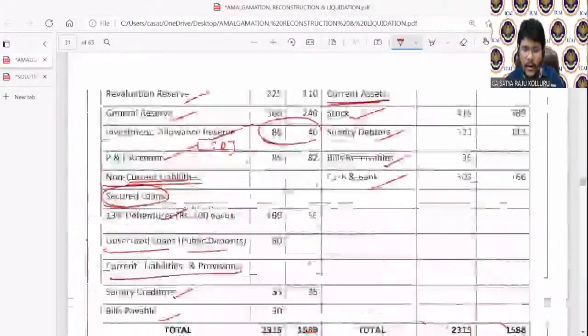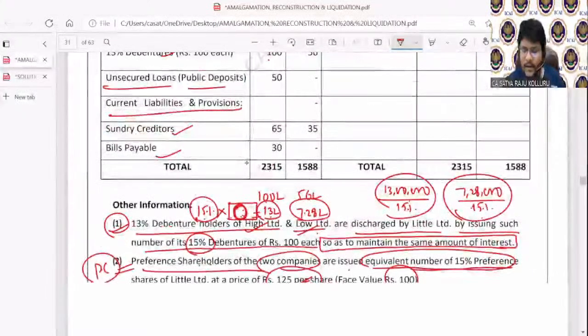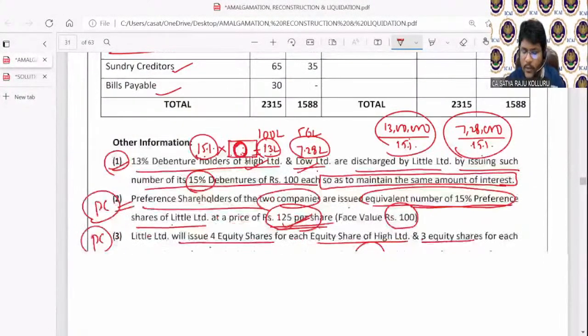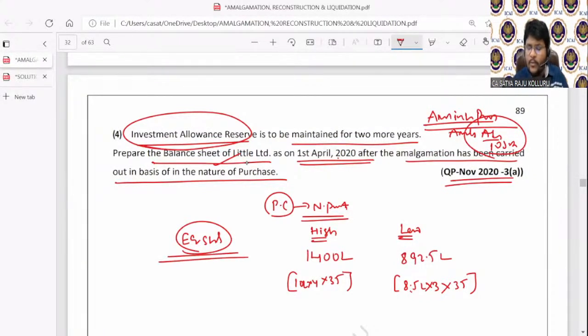Next, coming to Low Limited, it is clearly given that 3 equity shares for each equity share of Low Limited. How many equity shares are there in Low Limited? If you observe here, 8,50,000 equity shares are there. Now, for 8.5 lakh equity shares, we are issuing 3 equity shares into 35 rupees. How is this coming as 40 lakh? This one also you can write like this, 10 lakh into 4. Okay. Now, the worth is how much? 8.5 lakh into 3 into 35. You got 892.5 lakhs. This is the amount payable to equity shareholders.